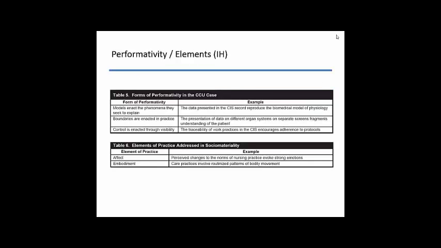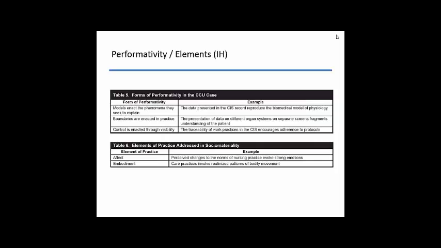In the next chart, you see performativity and elements. In Table 5, 3 forms of performativity in the CCU case are given as examples. The first one is models enact the phenomena they seek to explain. The second is boundaries are enacted in practice. The third being control is enacted through visibility.